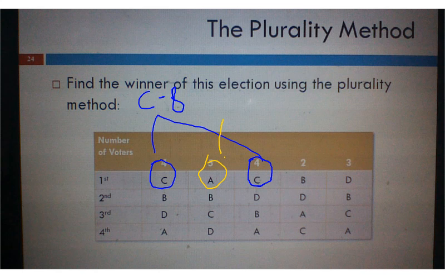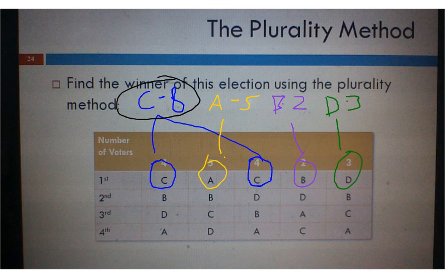A has 5 first place votes. B got only 2 first place votes. And D received only 3. So our clear winner is candidate C.